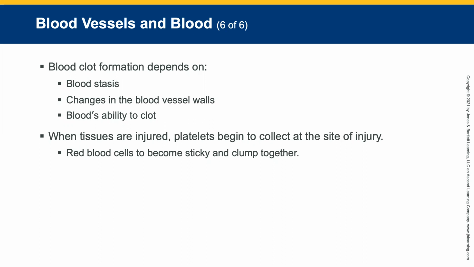So when tissues are injured, the platelets begin to collect at the site of the injury. It's like an internal Band-Aid, and the red blood cells become sticky and they clump together. If you've ever seen somebody had a really bloody nose and they finally move that tissue, it looks like it's just a big old clump of nasty blood. That's a clot. That's the body's way of trying to fix itself.